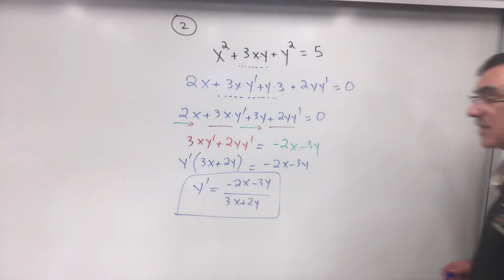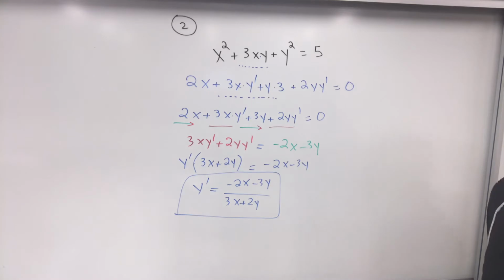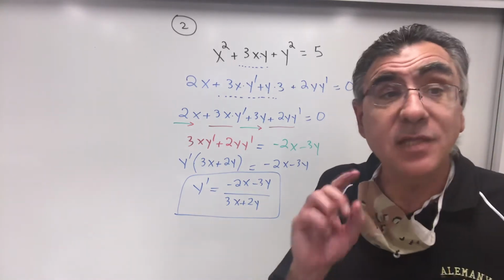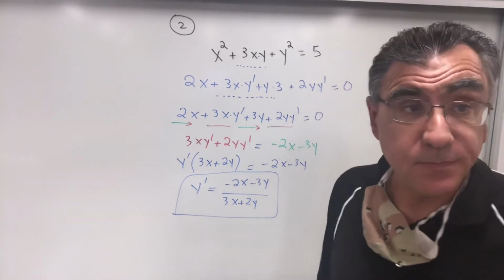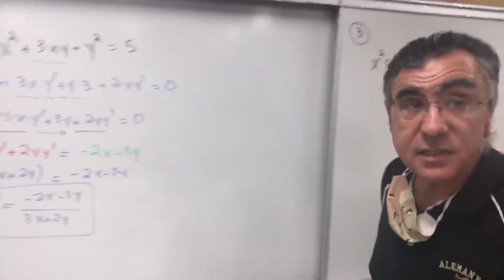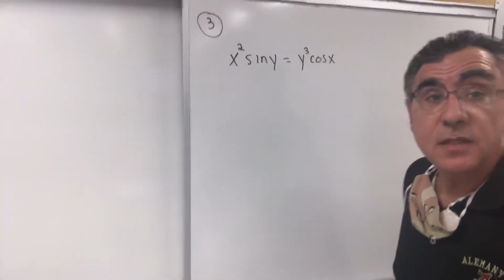Again, notice the derivative has x's and y's, which is kind of weird. Okay. Notice what we're doing. We're taking the derivative of things that are not functions. Okay. They wouldn't pass the vertical line test. Okay. What about something like this?